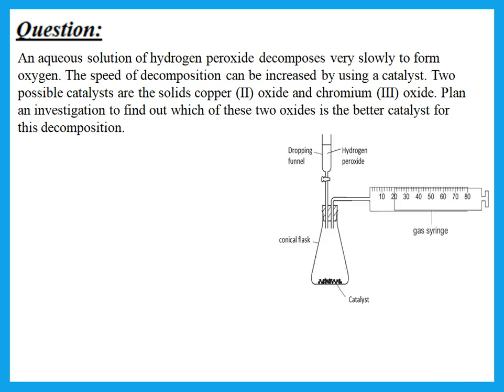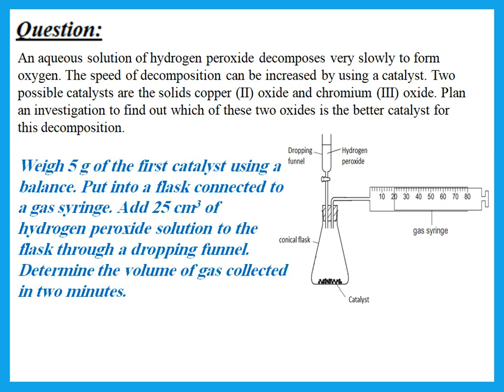Well, we said if we use a catalyst for hydrogen peroxide, it gives off oxygen gas. So I can use that to measure the rate. So I can tell him to weigh a specific amount of the first catalyst. So let's say 5 grams of the first catalyst using a balance, put into a flask connected to a gas syringe, and then add a specific amount of hydrogen peroxide. So let's say 25 centimeter cubed of hydrogen peroxide to the flask through a dropping funnel. That's how we do it.